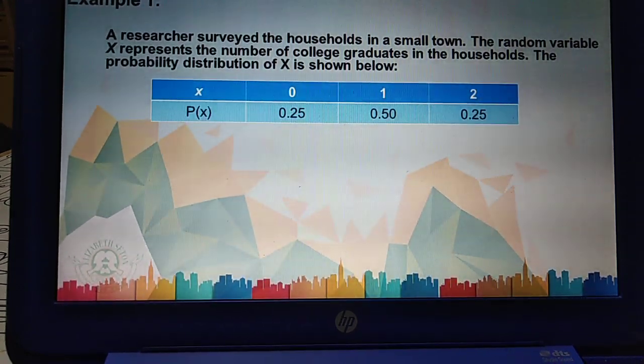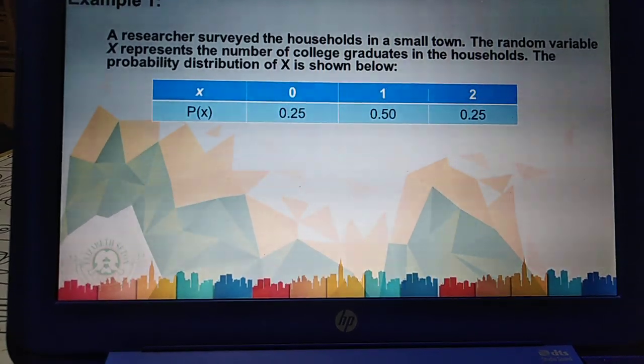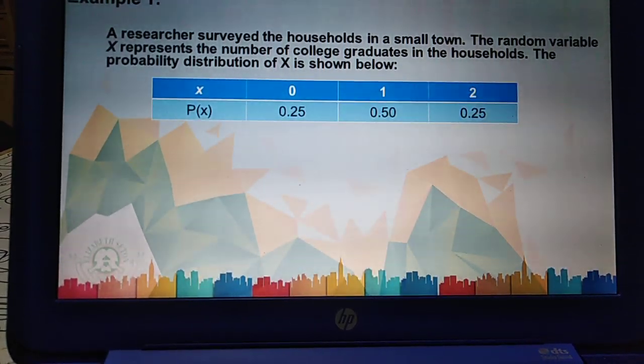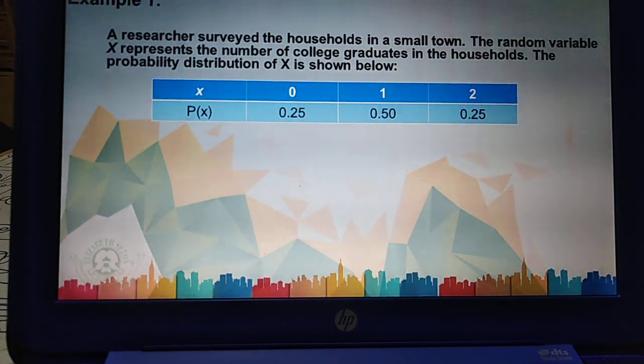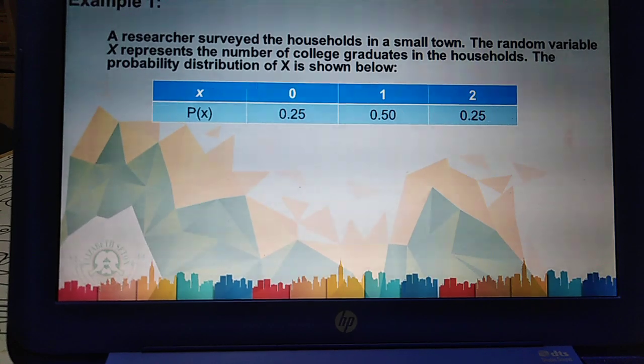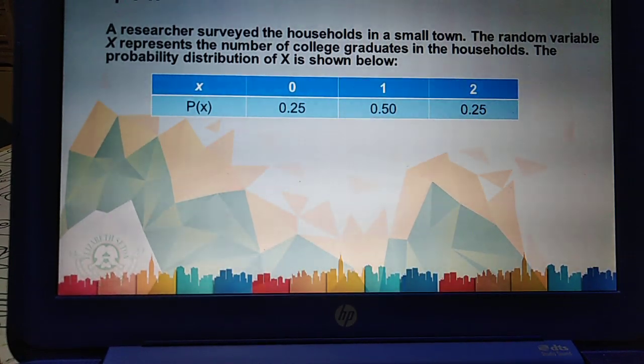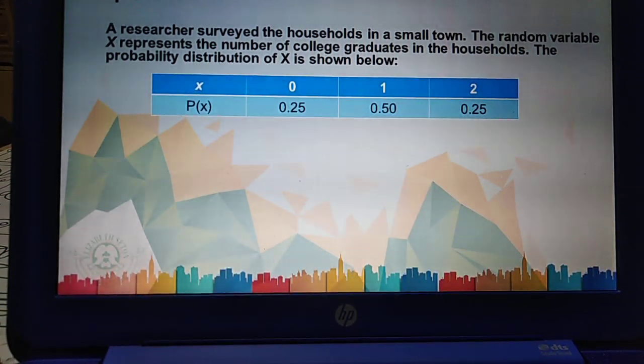Okay, so we're going to notice that the random variable x represents the number of college graduates in the household of the small town. The probability that there was no college graduate was 0.25. The probability that there is 1 graduate in a family was 0.5. And the probability that there were 2 graduates in a family was again 0.25.